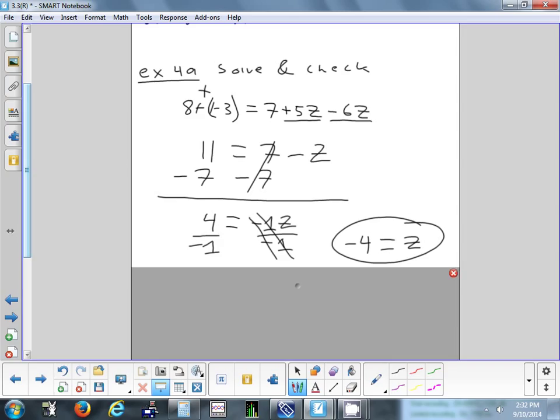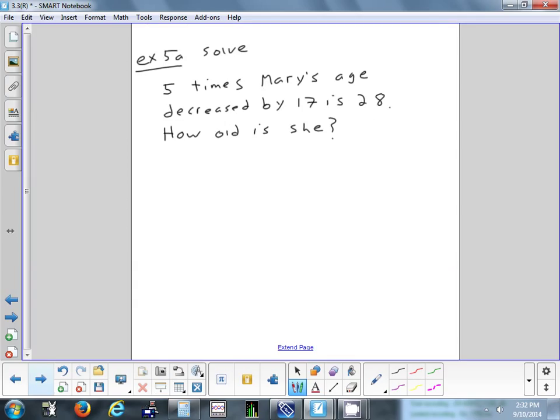Okay, so that had an extra step. First you had to simplify, then you could do your adding and subtracting, then your multiplying and dividing. Okay, next one is example 5A. It says 5 times Mary's age decreased by 17 is 28. So make sure you get this for your notes.